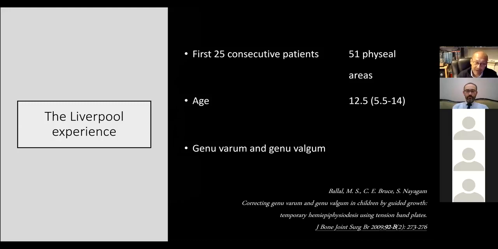We also found a similar effect using the 8-plate. We've done well over 250 cases in Liverpool now, but our first 25 patients, so it was a very early experience. We published in 2009, and we looked at 51 physes that were treated, with the average age of insertion around 12.5. The youngest was over 5 years old. And these were cases of genu varum and genu valgum.